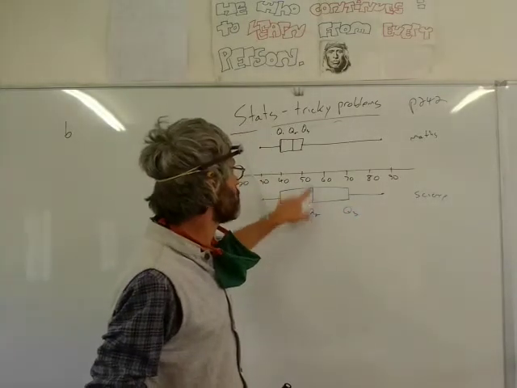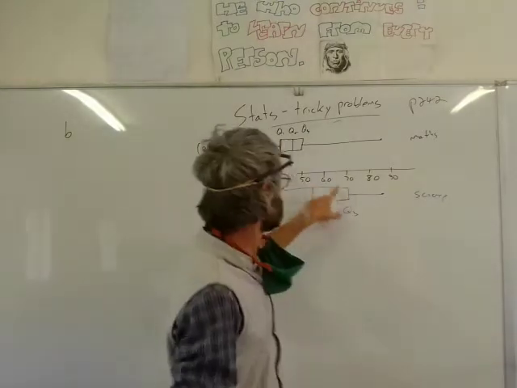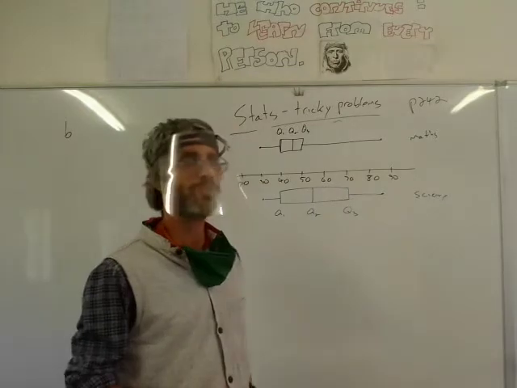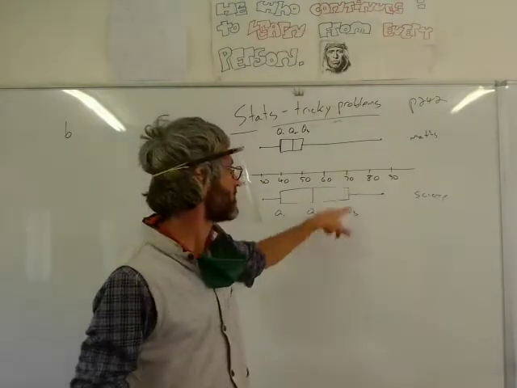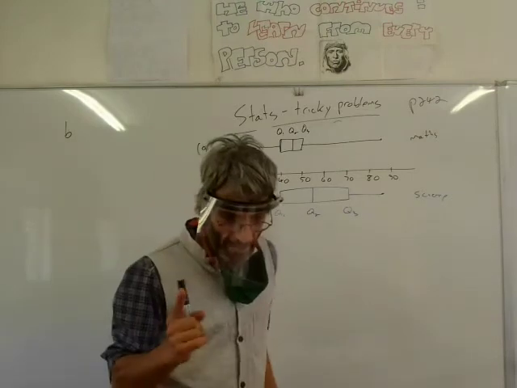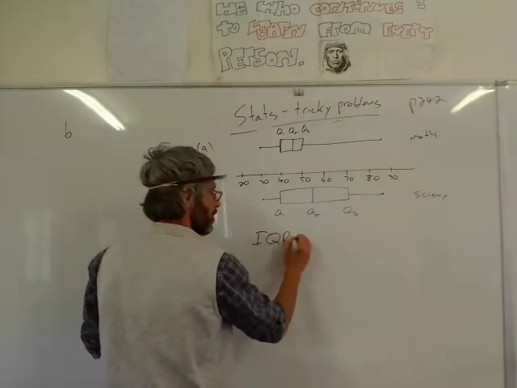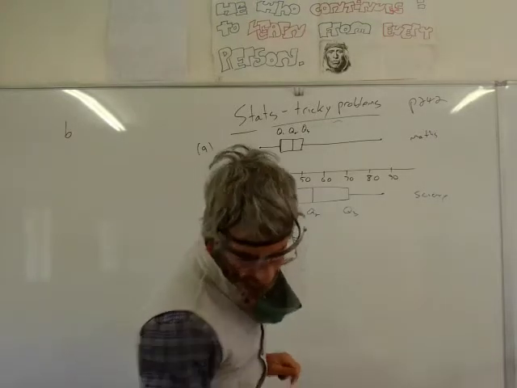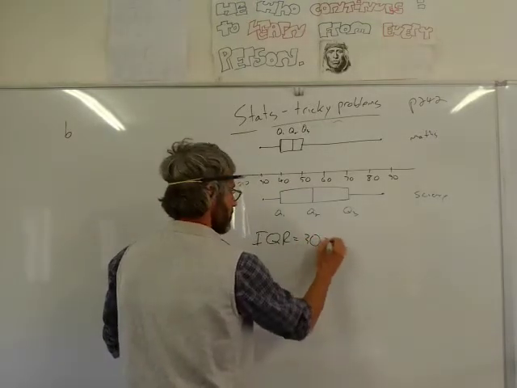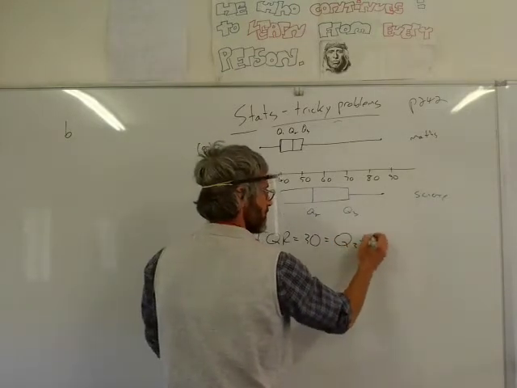The median, Q2, we were told is 55. And we were also told that Q3, the upper quartile, is 70. But we're not told what Q1 is. However, we're told what the interquartile range is. The IQR, they tell us, is 30. And what is IQR? That's Q3 minus Q1.